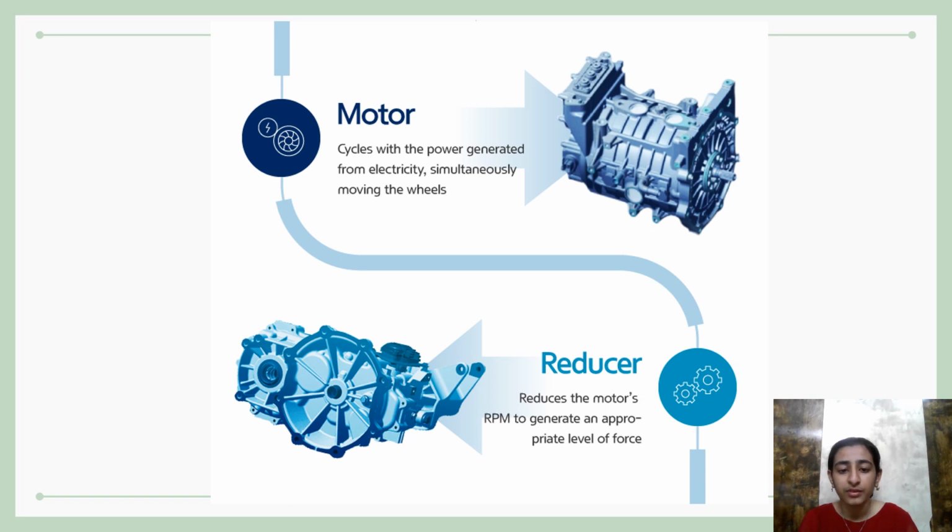Next up, we have the reducer. The reducer is a kind of transmission that effectively conveys the motor's power to the wheel. The reducer must always reduce the RPM to an appropriate level.